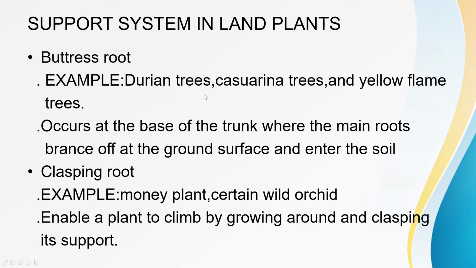First, we are going to talk about the roots of land plants. There are two types of root: buttress roots and clasping roots. Examples of buttress roots are durian trees, casuarina trees, and yellow flame trees. They occur at the base of the trunk where the main roots branch off at the ground surface and enter the soil. For clasping roots, there are a few examples here: money plants and certain wild orchids. They enable a plant to climb by growing around and clasping its supports.